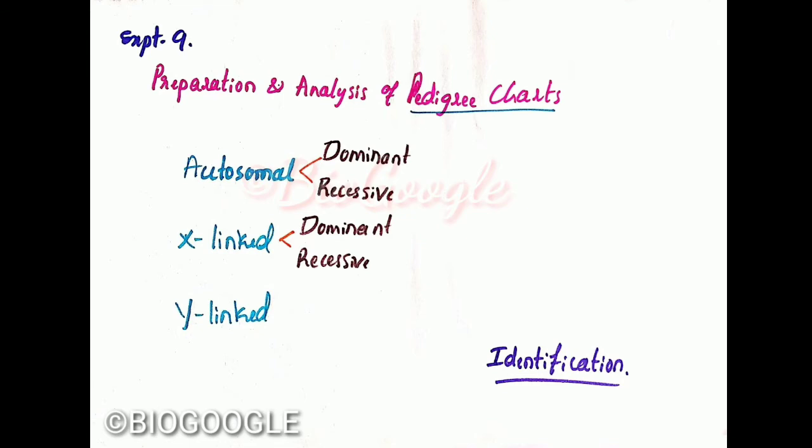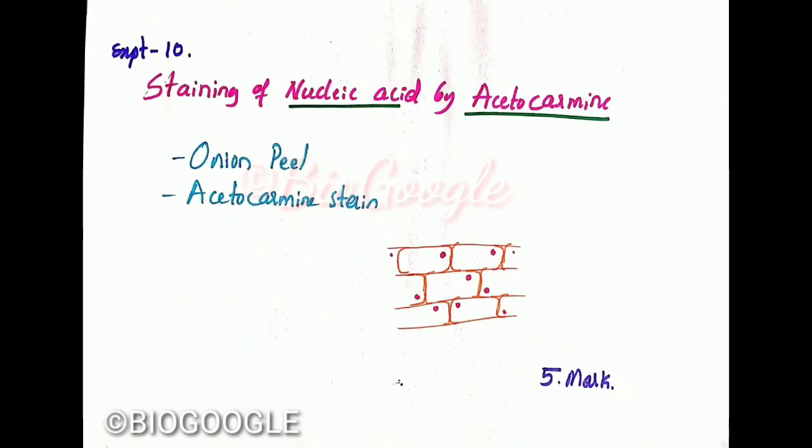Then a very important experiment, staining of nucleic acid by acetocarmine. Here we want onion peel, I mean the thin layer inside the onion, and the acetocarmine stain. By using these two we study the staining process, meaning we add the acetocarmine that will stain only the nucleus. Look at the diagram, the cell wall and the other things look lighter and the nucleus gets stained and is clearly visible. This experiment will come for 5 marks. It is a compulsory experiment, it will help you in examination, even in theory also, right?